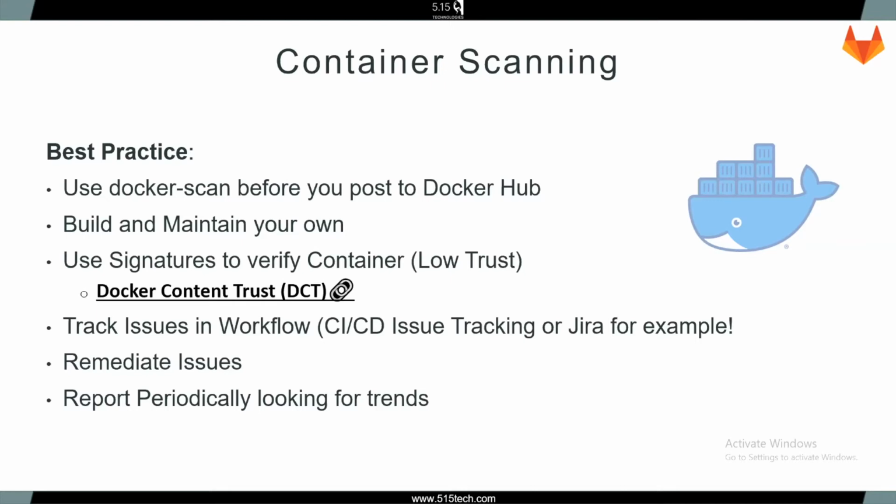They give you a container registry for each project. So now you can build and maintain your own, sign them, and track issues in your workflow. Historically, you might have tracked them through Jira. But in this case, you can track your issues associated with your container infrastructure, your Kubernetes infrastructure, your AWS infrastructure, all through the GitLab pipeline based on a project. Naturally, from there, you want to remediate those issues and report periodically.